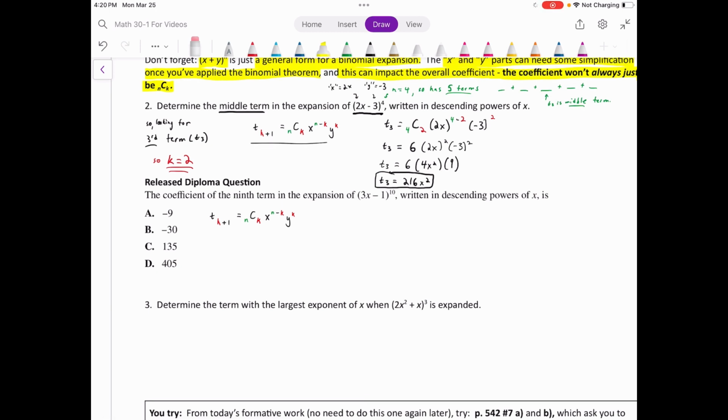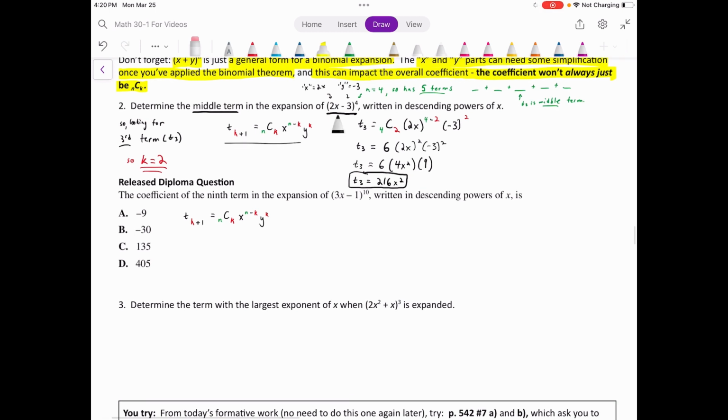Okay, let's try one from a diploma. So the coefficient of the 9th term in the expansion of 3x minus 1 to the power of 10, written in descending powers of x, is, okay. So 9th term. What does that tell us? That we need to put into our binomial theorem. 9th term means that k equals 8, right? K is always 1 less than the term number, right? You can always check in with the formula if you forget.